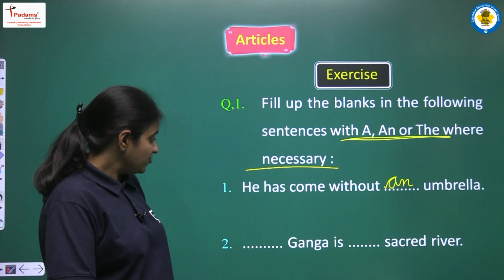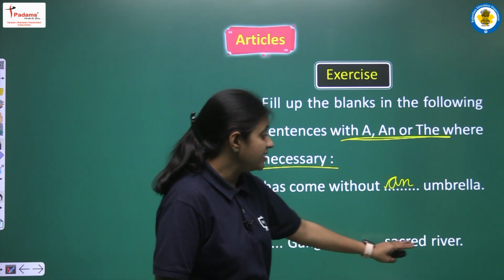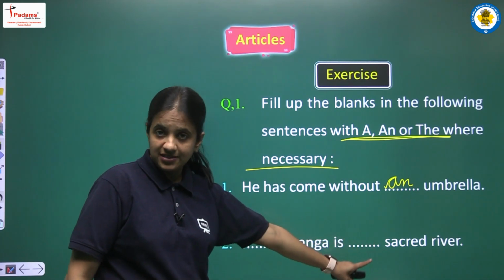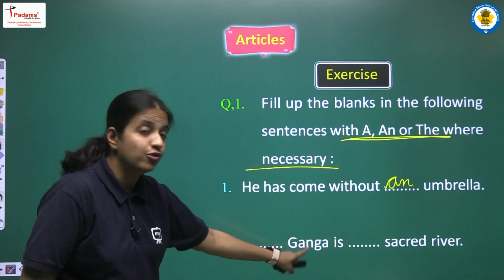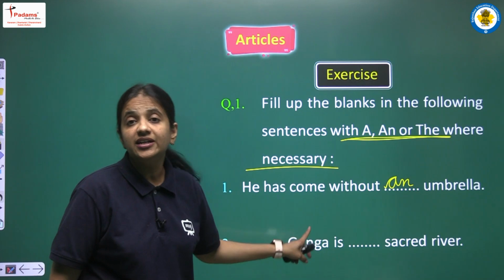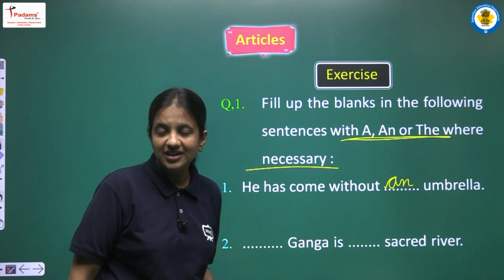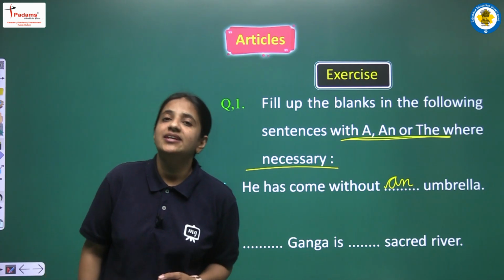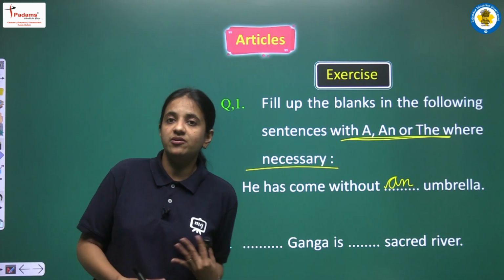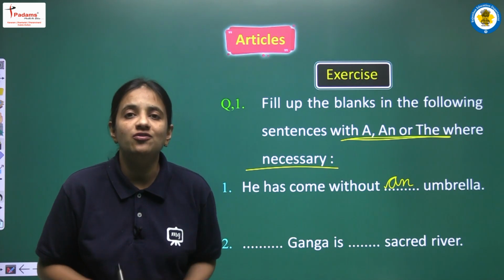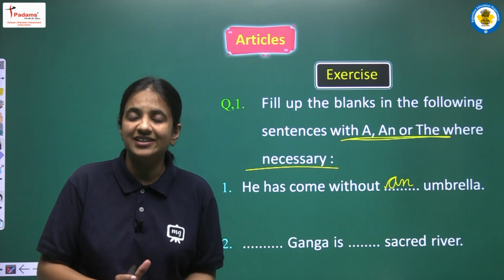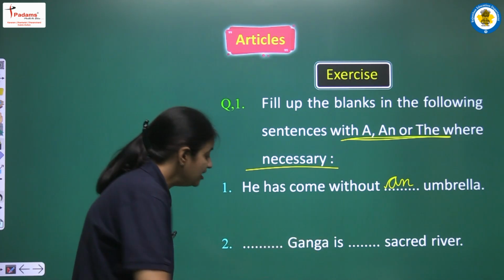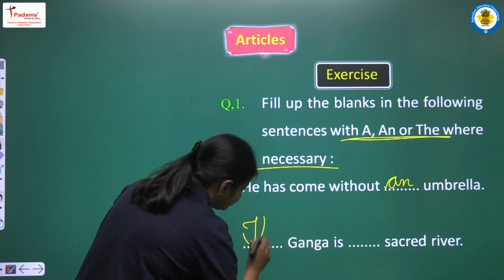Okay. Next we are having Ganga is sacred river. So in this sentence we are having two blanks here. The first blank is here before Ganga. So we all know that Ganga is the name of a river, and yes, we have discussed the rules in which we have seen this rule also, that when we are having any river name, ocean name, so always we have to use the article before their names. So this is very clear that before Ganga we have to write the.